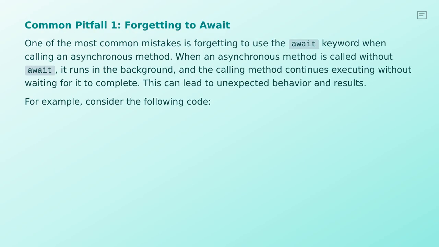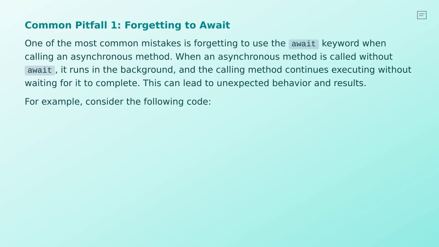Now, common pitfall 1, forgetting to await. One of the most common mistakes is forgetting to use the await keyword when calling an asynchronous method. When an asynchronous method is called without await, it runs in the background and the calling method continues executing without waiting for it to complete. This can lead to unexpected behavior and results.